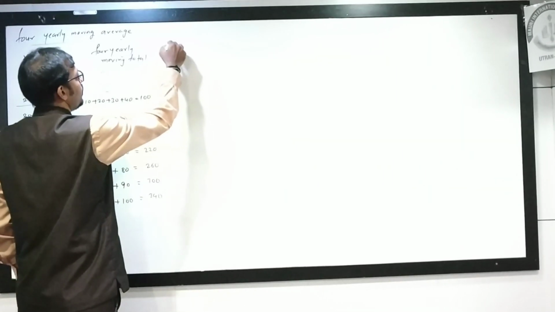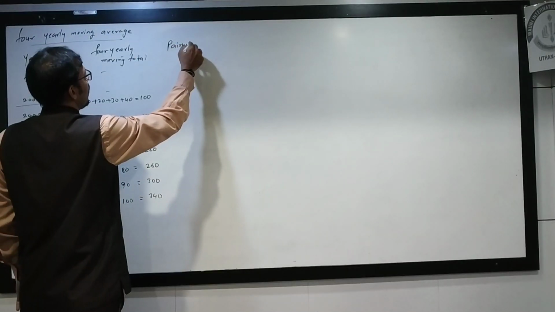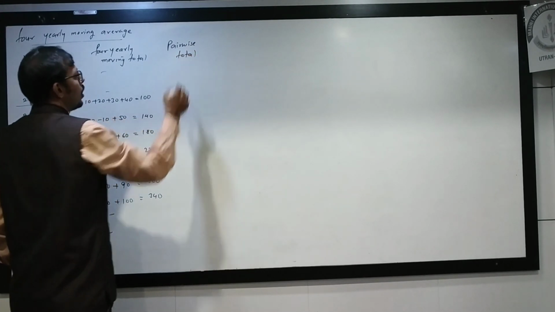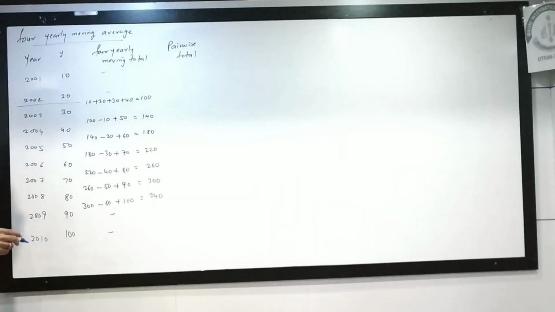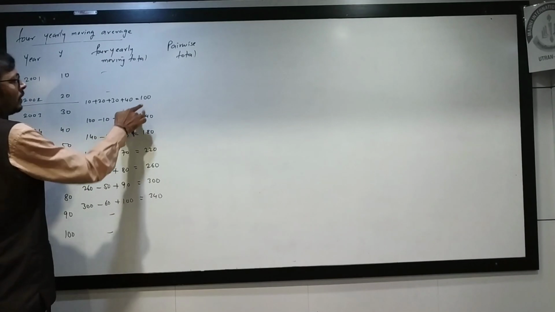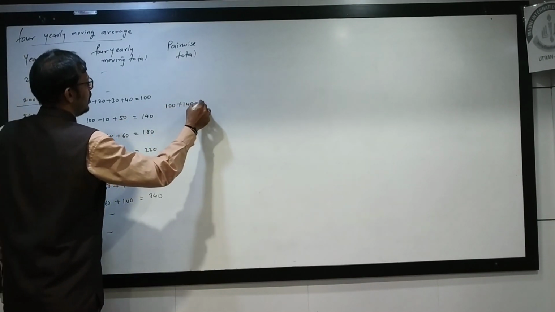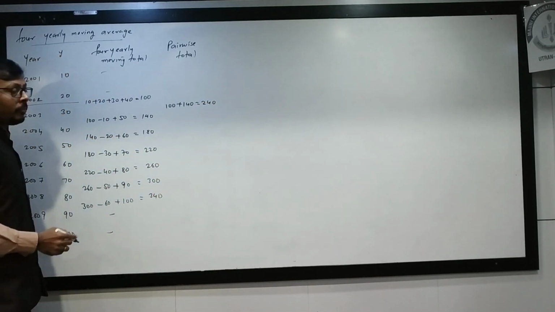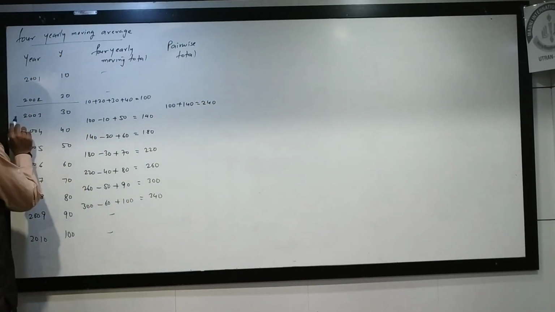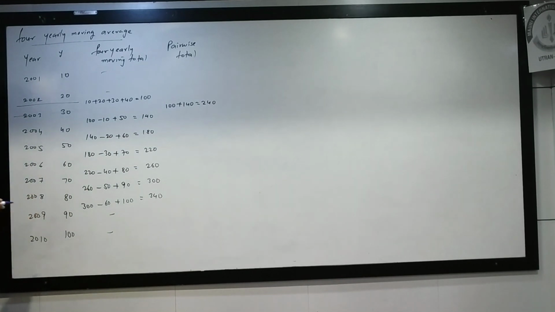Then you have to find the pairwise total. How will you make the pairwise total? Add these numbers. 100 plus 140 is equal to 240. See, now we got the year, and in front of the year you get the answer. Then next.